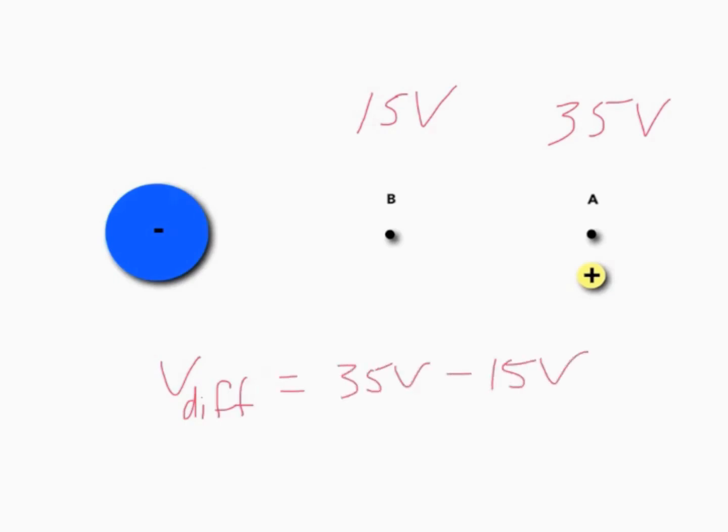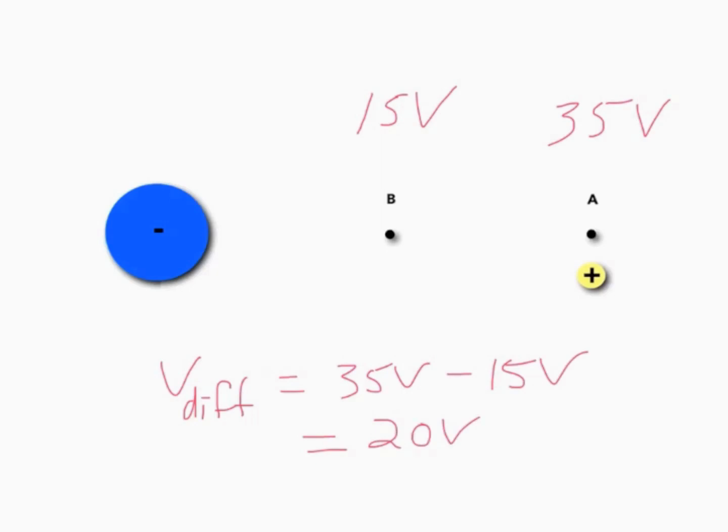Okay, so let's suppose we have a big negative charge and we have a small positive test charge, and we want to see what the difference in potential is between point A and point B. All right, so let's suppose that we're just given, or we calculate based on other givens, the fact that at point A, the potential is going to be 35 volts. And so that's the potential at point A for this positive test charge that wants to move towards the negative source charge. All right, now the potential at B, let's say that that's 15 volts. Well, the potential difference, or the difference in voltage, is 35 volts minus 15 volts, and that is 20 volts.